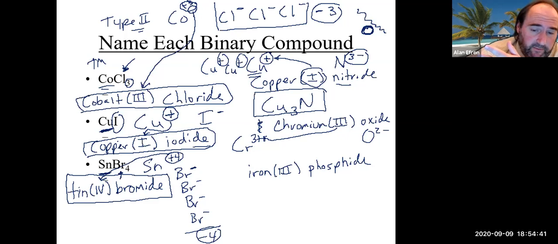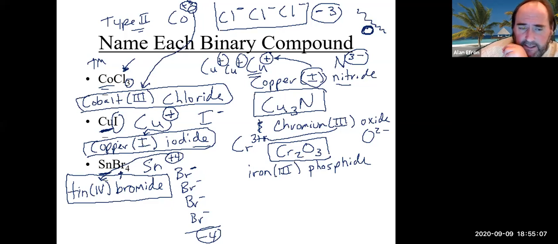So to get my chromium to 6, I need 2 of them. 2 times 3 is +6. To get my oxygen to 6, I need 3 of them. 3 times -2 is -6. So +6 and -6, when I put them together, gives me no charge, which is equal to 0 in this case. And that would be the correct formula.